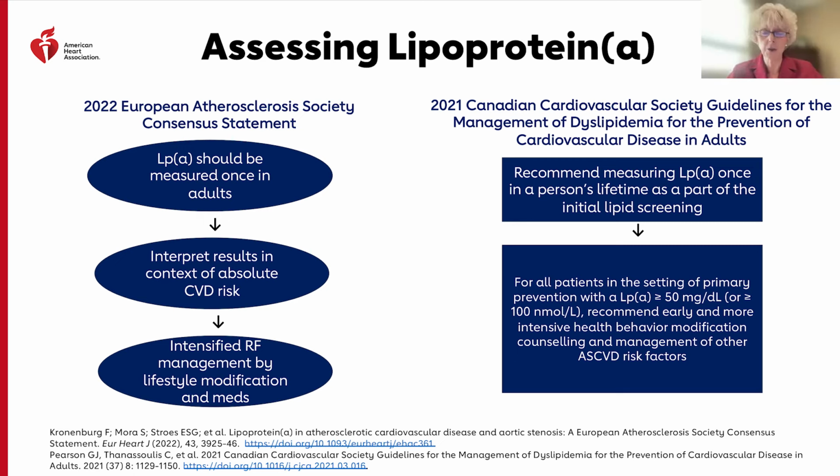When examining current national guidelines in relation to the measurement of Lp(a) in those with PAD, the 2022 European Atherosclerosis Society Consensus Statement recommends measuring this once in adults, interpreting the results in the context of absolute cardiovascular disease risk, and intensifying risk factor modification through lifestyle changes and medications. The 2021 Canadian Cardiovascular Society Guidelines for the Management of Dyslipidemia recommends measuring Lp(a) once in a person's lifetime and early intensive health behavior modification counseling, particularly if the level is greater than 50 milligrams per deciliter.